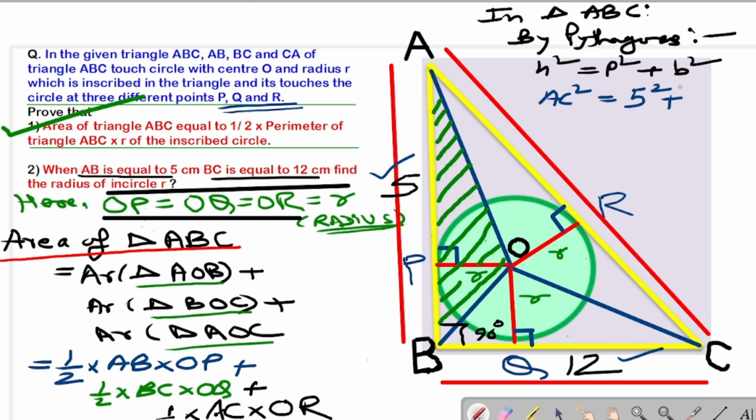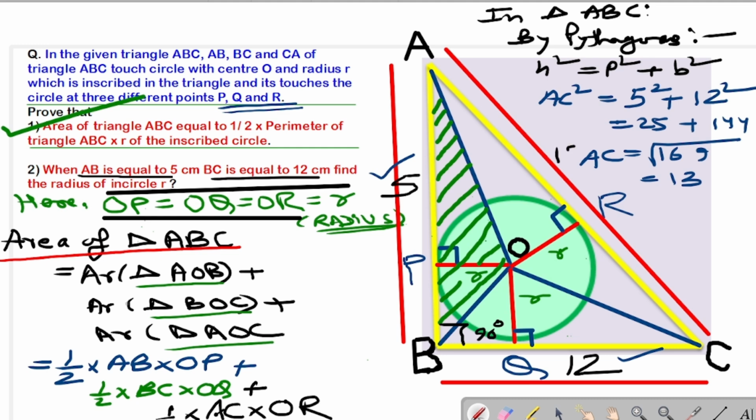So in place of P square, write AB square, that is equal to 5 square, and B square, base square, that is equal to 12 square, right? So we will calculate the value: 5 square is 25 and 12 square is 144. So add up to get 169. If AC square is 169, then AC is the root over 169, which is equal to 13, right? 13 units. So the length of AC is calculated as 13, right?